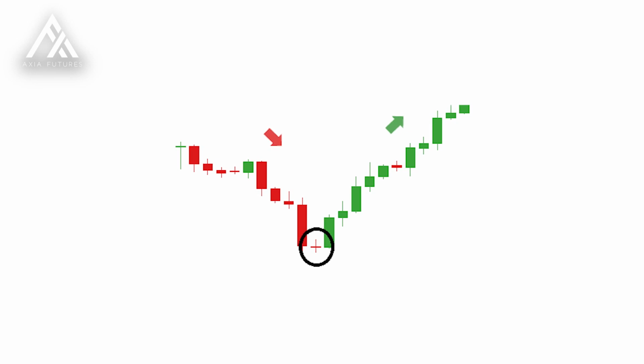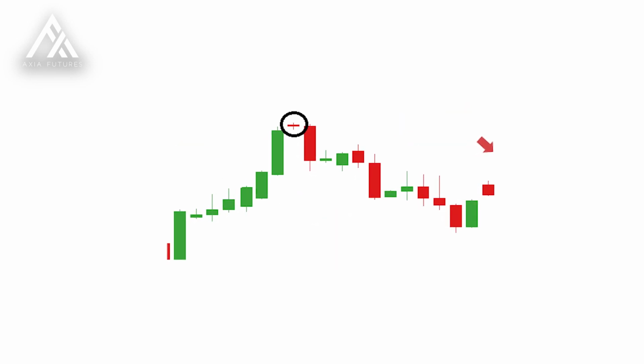So in fact, a doji candle, a candle that shows uncertainty, is actually a sell signal after a move higher, a buy signal after a move lower. This is what you would call a morning or an evening star candle after the directional move.